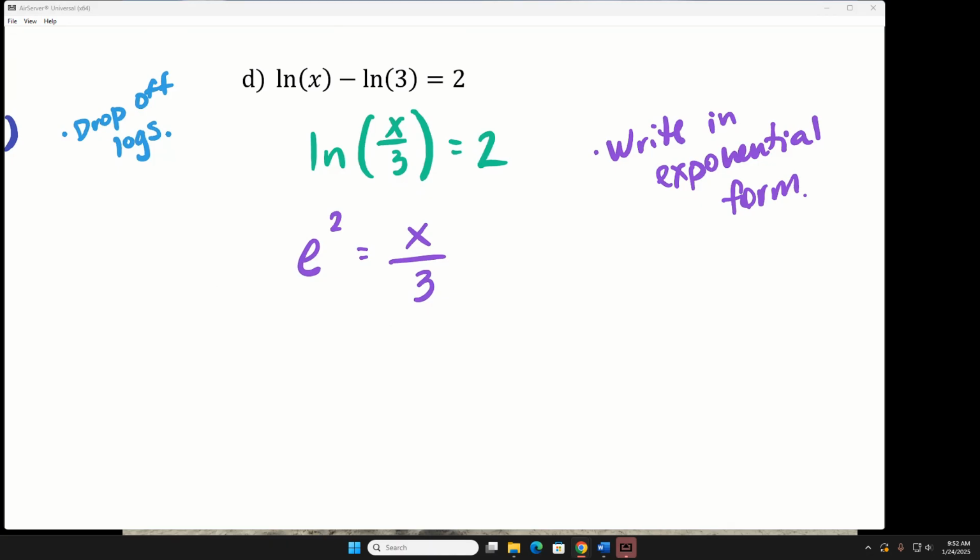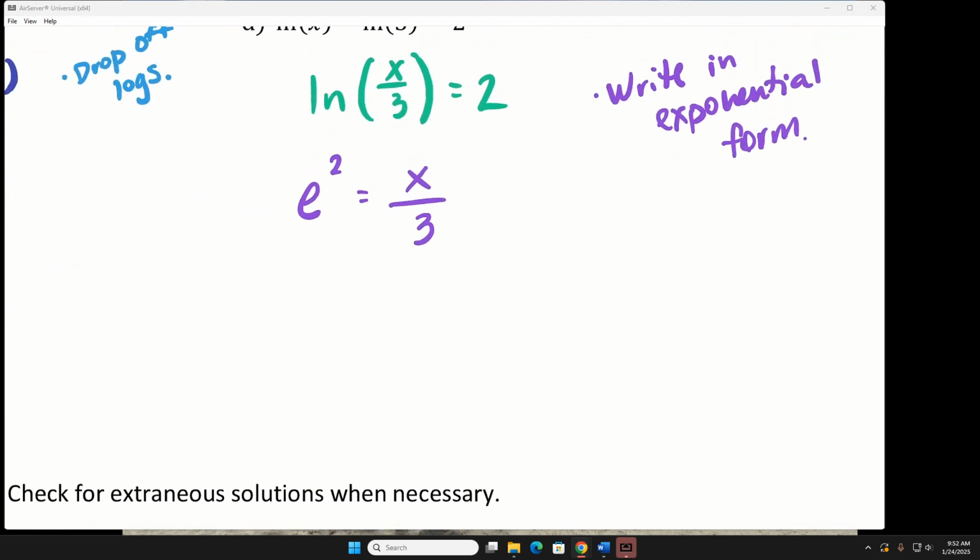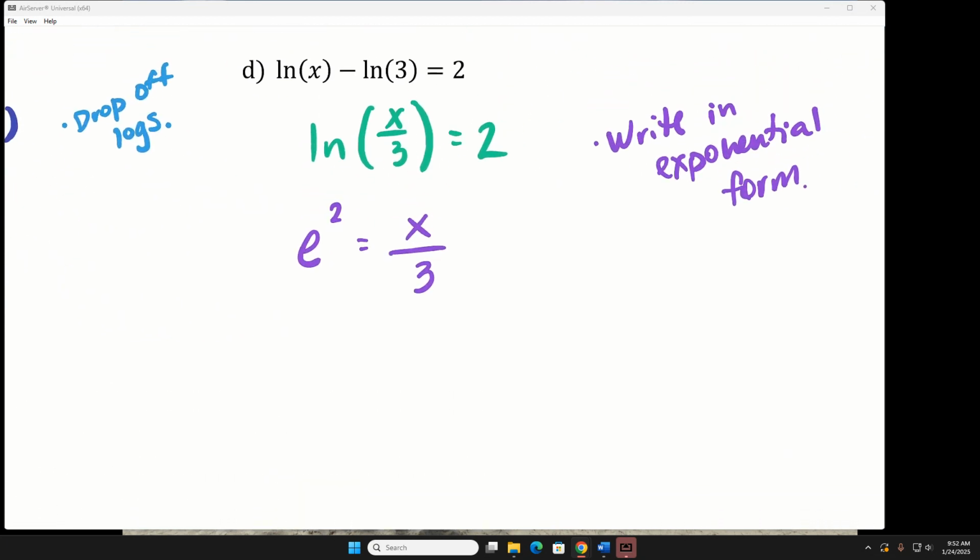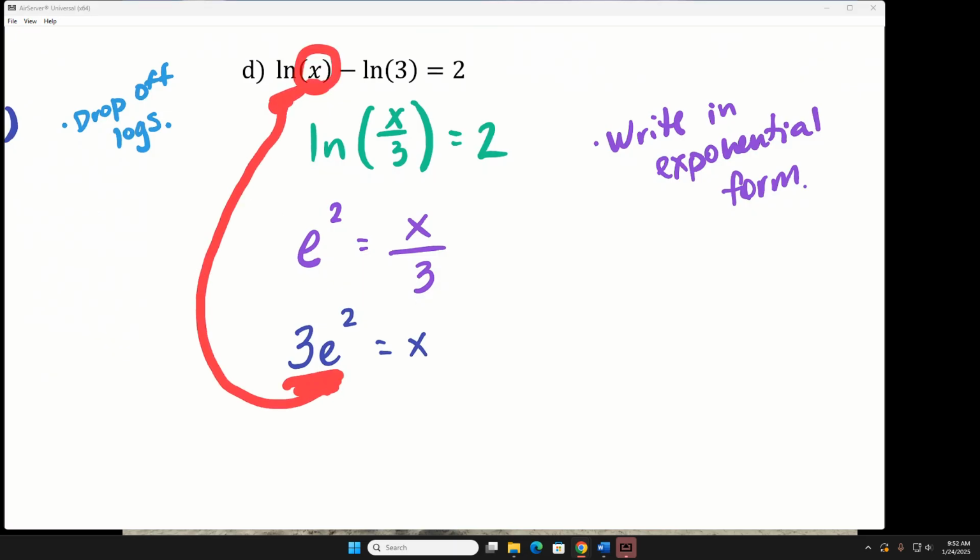Now this is one of the cases where we're not going to just get an answer like 5 or something. Because e to the second, we can't figure that out without a calculator, and that's fine. What would you guys do to solve this for x? Yeah, multiply by 3. And so x is equal to 3e squared. Well, let's check it. So we only have one x here, and it's the whole argument. Is it possible that 3e squared would give you a negative or 0? It's not possible, so it's fine. It's a solution.